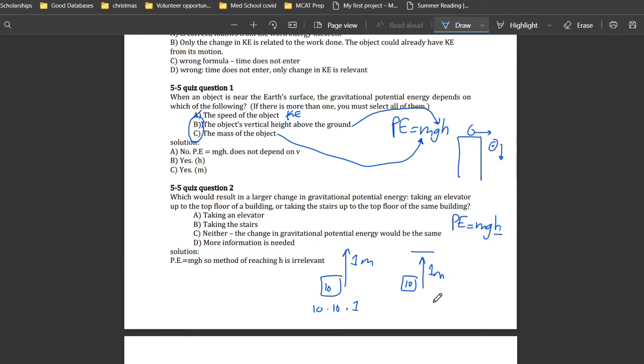So we could say that this brick took a diagonal path, but as long as it ended up with a height of 1 meter, which is denoted in this question because it says the top floor of the same building, the potential energy will be the same overall.